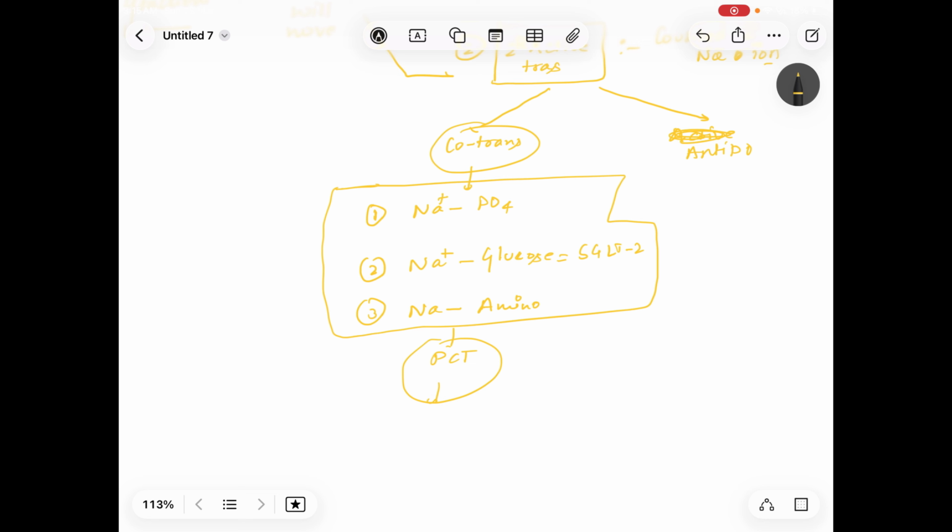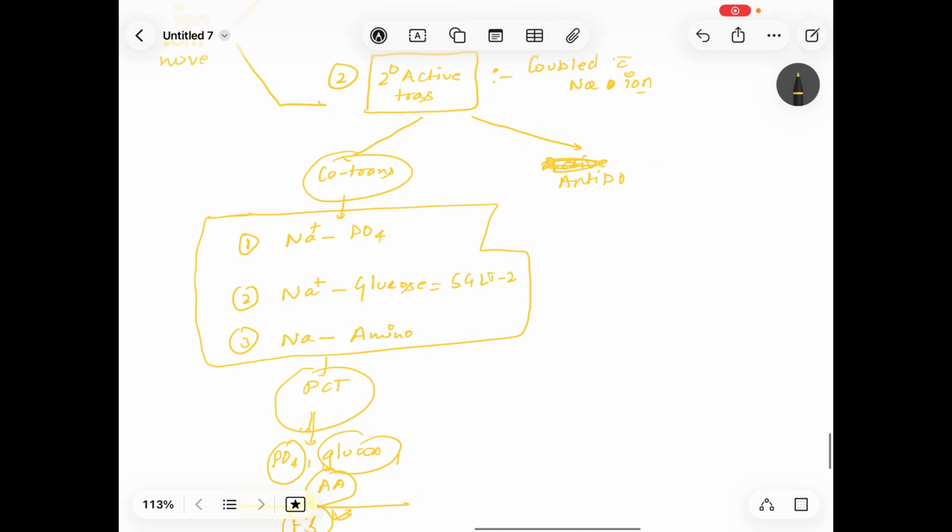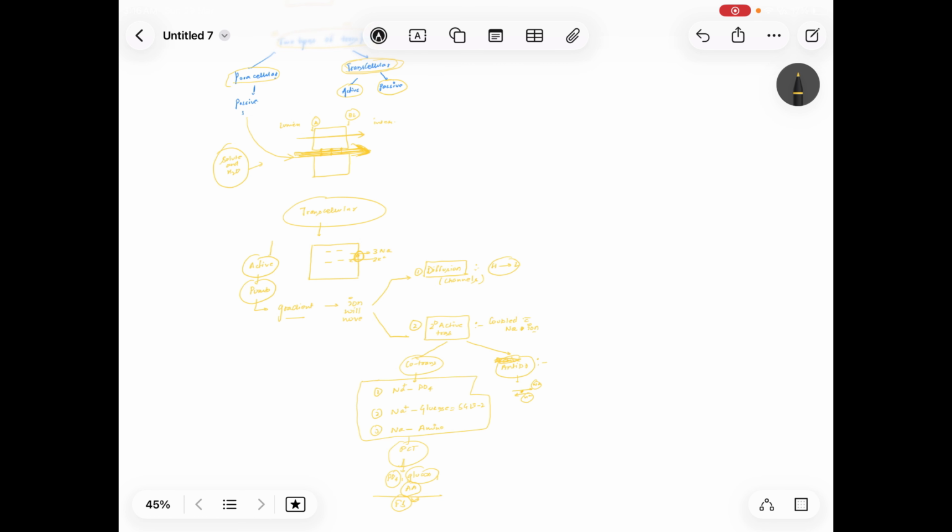So any defect in the PCT will cause phosphaturia, glucosuria, and aminoaciduria. So wasting of phosphate, glucose, and amino acid occurs in Fanconi's syndrome because there is global dysfunction of the PCT. Now coming to the antiporter. In an antiporter, there is exchange with sodium ion. For example, if the sodium ion goes outside, a hydrogen ion will come inside. This is an antiporter.